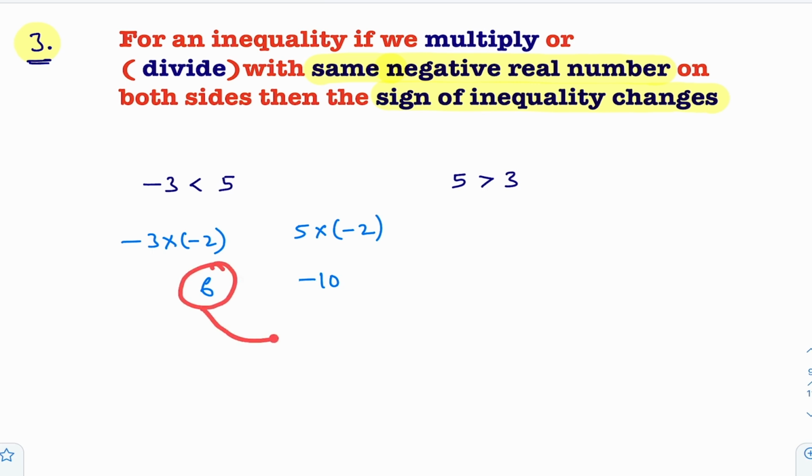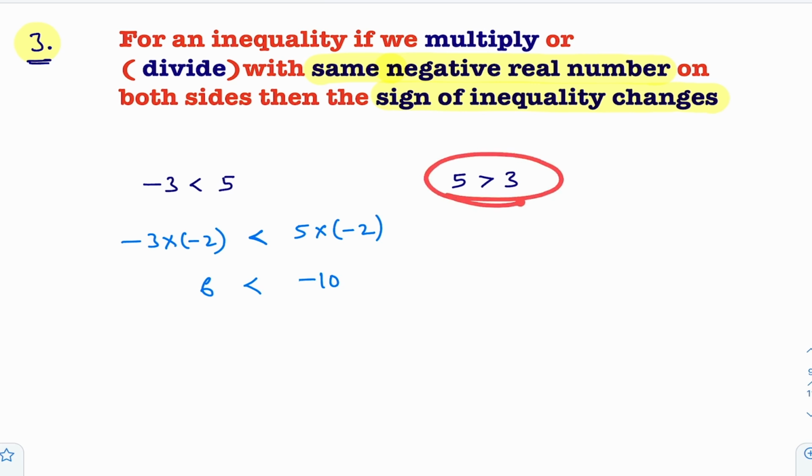All positive numbers are greater than negative numbers clearly. So 6 is greater than minus 10 is correct. I hope you are understanding. So what is the point here? For an inequality, if we multiply with the same negative real number on both sides, the sign of inequality changes. This is important. So here greater than is there, as we are multiplying with minus 2, this inequality changes to less than. I hope you are understanding.